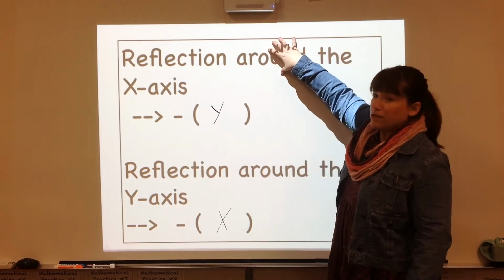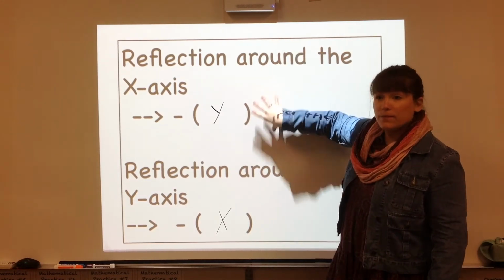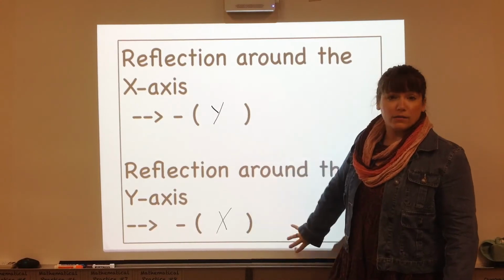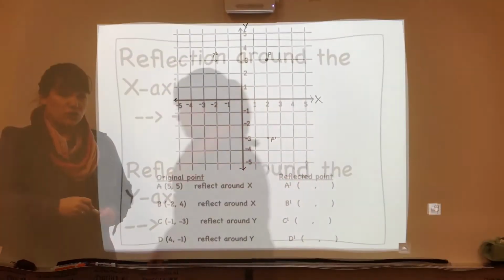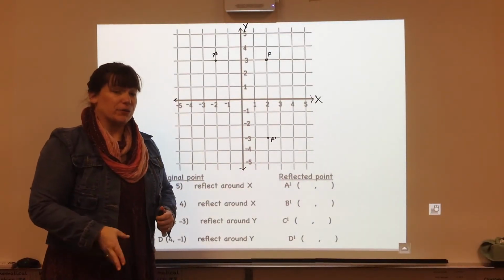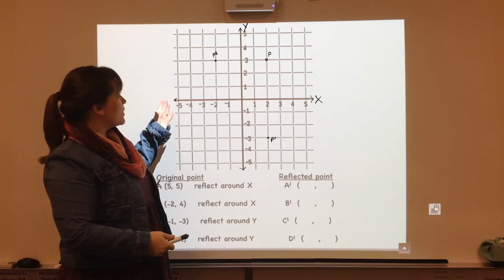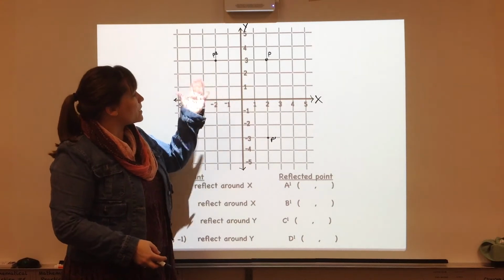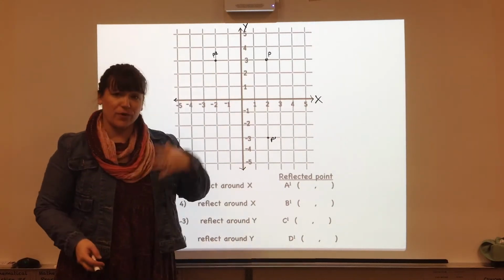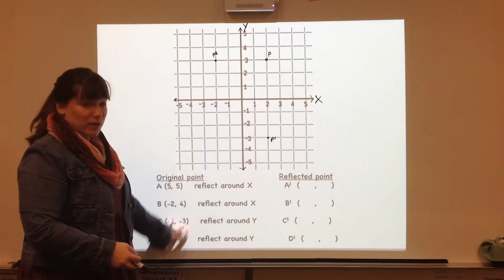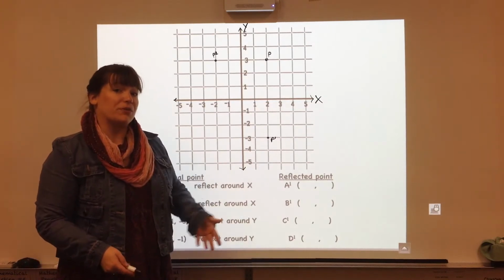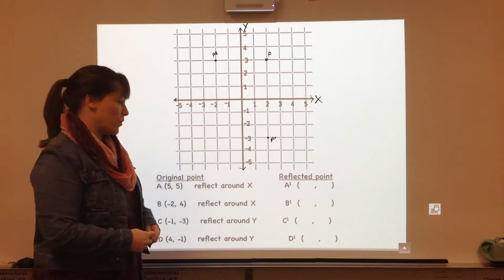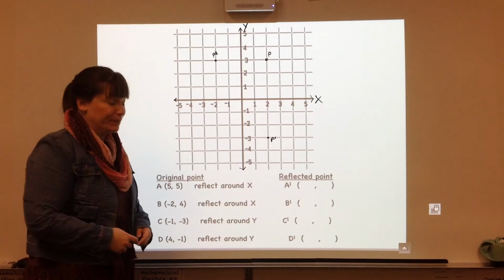So reflecting around the x, change the y. Reflecting around the y, change the x. So now I'm over on the right-hand side of our notes for the rest of the video. You should have the x and the y axis labeled. I have my P, my P1, and my P2 there from the other side, but now I'm going to go on the bottom and actually practice reflecting with 4 points that we have here, A, B, C, and D.